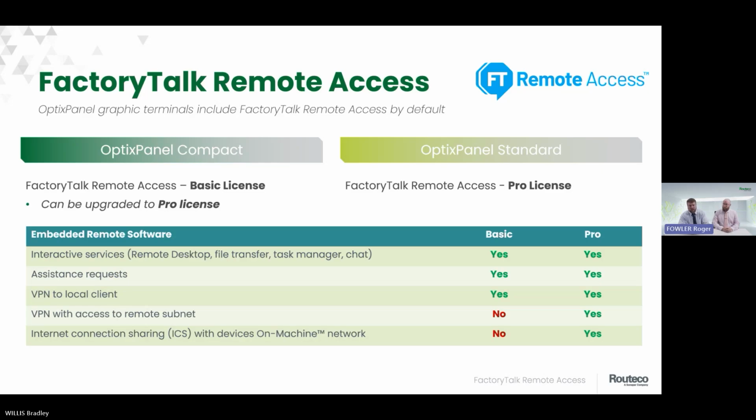So an Optix Panel Compact has that FactoryTalk Remote Access Basic license installed on it. The Optix Panel Standard has the FactoryTalk Remote Access Pro license installed on it. So you don't need anything additional. You just need your FactoryTalk Remote Access Manager to start communicating with these Optix Panel devices. What's the difference between basic and pro? Hopefully you can see what the big difference is on the screen, whether you're connecting through to that VPN via a remote subnet, and whether you need that connection sharing with the on-machine devices.